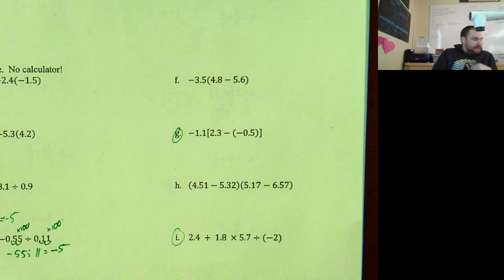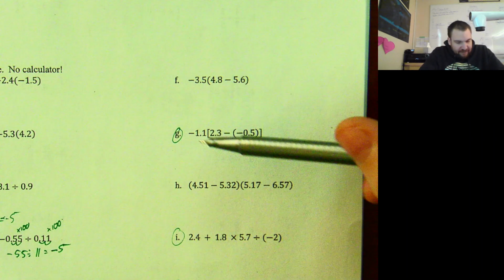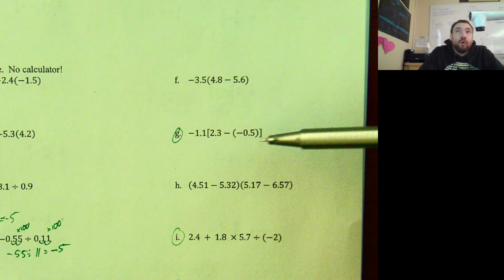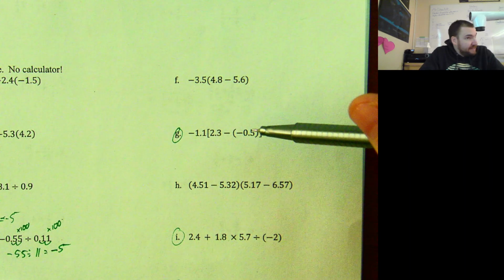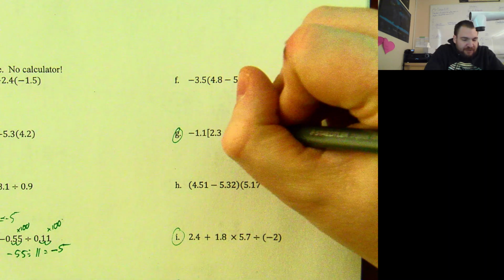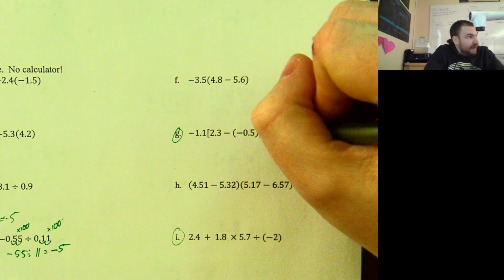So then G, we want to go back. Carmen, you wanted G, yeah? I've got negative 1.1 and in brackets 2.3 minus negative 0.5. So what's the first thing I'm going to do here? BEDMAS says I do what? Brackets. And so I've got 2.3 minus negative 0.5.